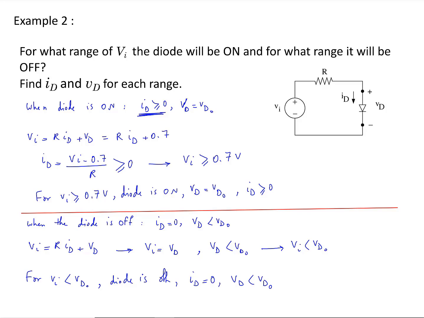In summary, today we looked at the diode IV characteristic graph, and we looked at the forward bias and reverse bias conditions of the PN junction diodes, and also we looked at the piecewise linear model of the diode, and we solved a couple of diode circuit problems. Thank you for watching.